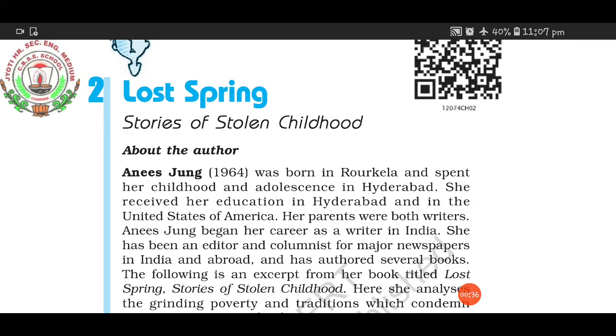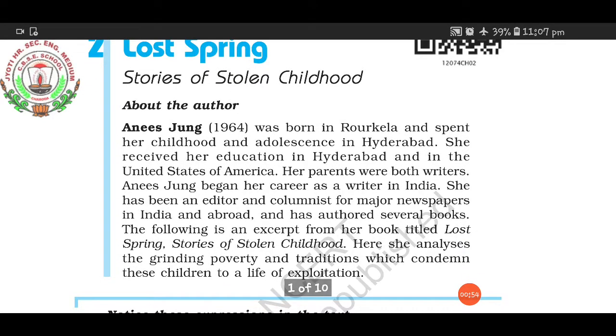Lost Spring is the chapter which has been written by Anees Jung, and basically this chapter is about the stolen childhood. Now you might think, what does it mean by stolen childhood? Stolen childhood here means the children who are deprived in their childhood of the basic necessities which many other children enjoy and get in their life.